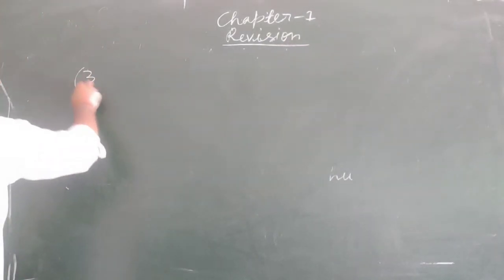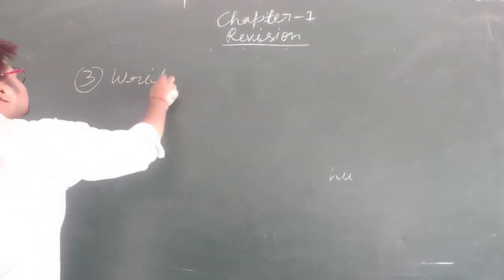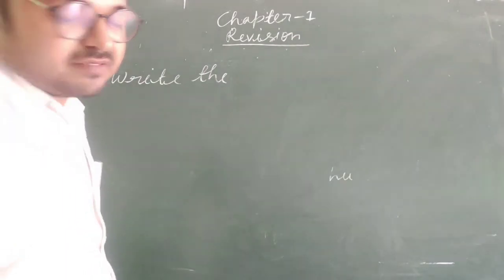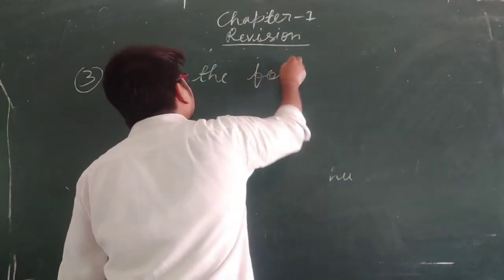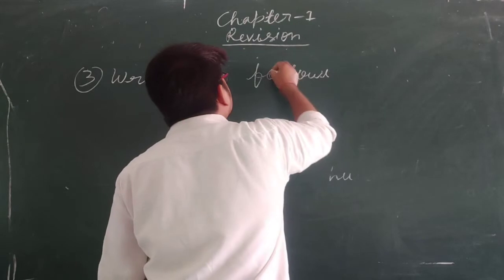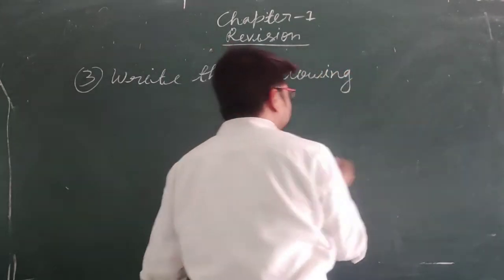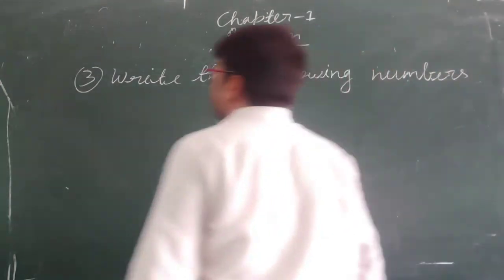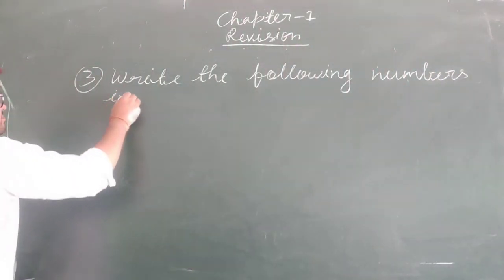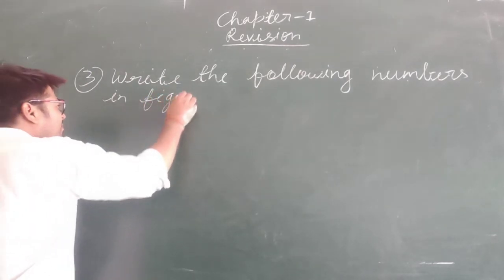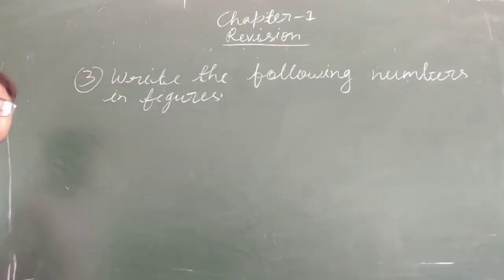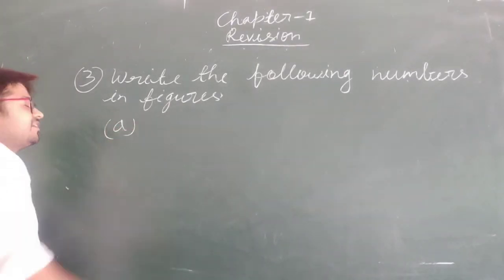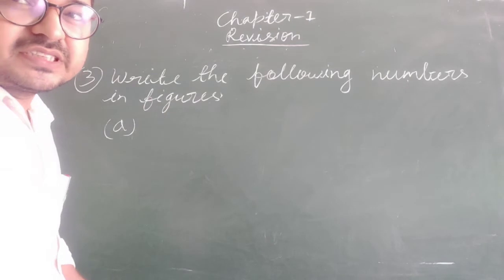Question number 3 is this: write the following numbers in figures. Okay. So here the first question, third A, 8602.